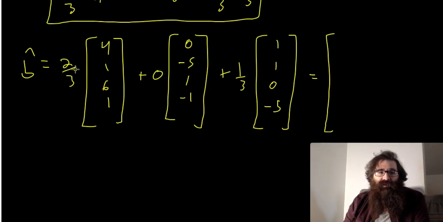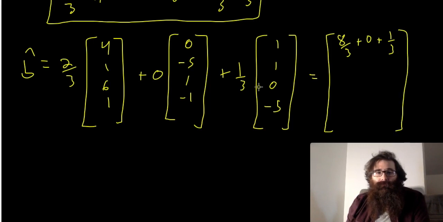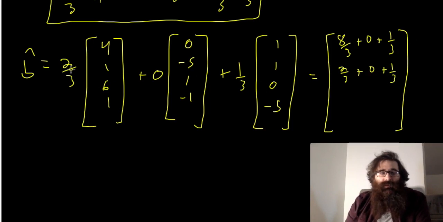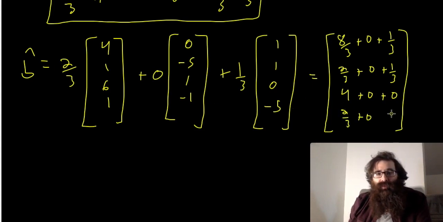But here, what do I have? I have 4 times 2/3 is going to give me 8/3, plus 0, plus 1/3. 2/3 times 1 gives me 2/3, plus 0, plus 1/3. Here, 2/3 times 6, I can reduce this. 6 divided by 3 is 2. 2 times 2 is 4. And then plus 0, and then plus 0. And then 2/3 times 1 is 2/3, plus 0, and then minus 5/3, it looks like.